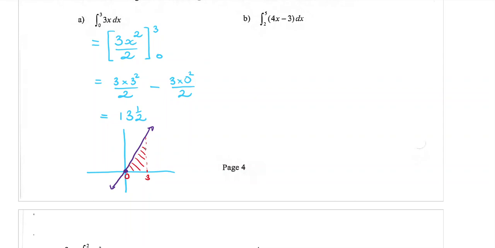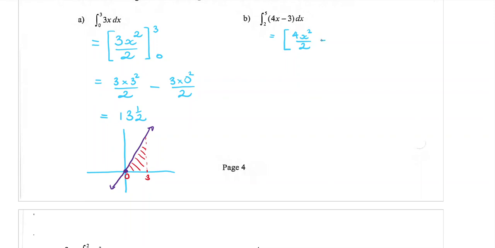We are integrating between 2 and 5, 4x minus 3. Okay, we'll worry about the diagram in a minute. Let's do the calculus part. To integrate that, I'm going to do each term separately. So starting with the 4x. With the x, we add 1 to the power and divide by that power. That will simplify, but I'll do that on the next line.